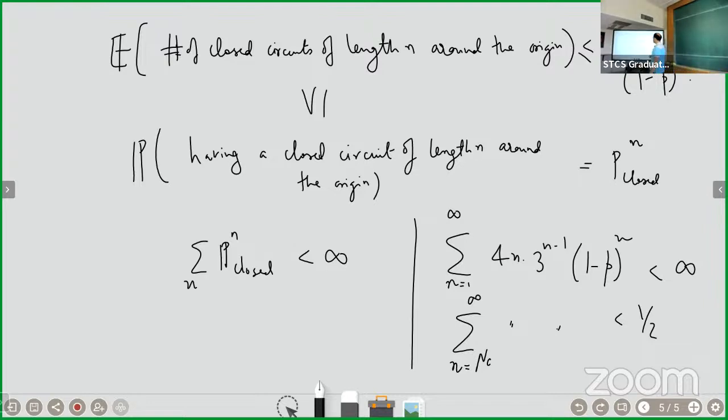So what it also means is the probability of having a closed circuit of length NC around the origin is less than half. That's precisely what this means. Is this okay? If this is finite, what does this mean? Can I find an NC such that this is true? That's all.